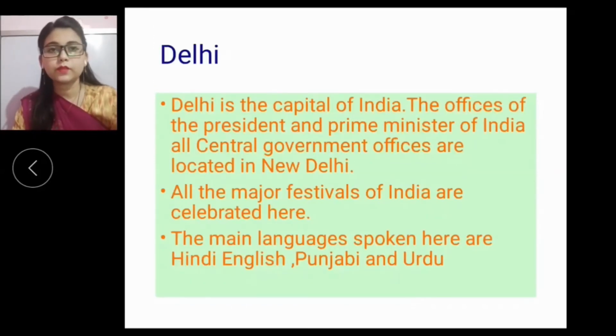Delhi. Let's come to Delhi. So Delhi, you know very well, is the capital of India and all the main offices can be found in Delhi. So the offices of the President and the Prime Minister of India, all central government offices are located in New Delhi. All the major festivals of India are celebrated here. The main languages spoken here are Hindi, English, Punjabi and Urdu. Now let's move further.